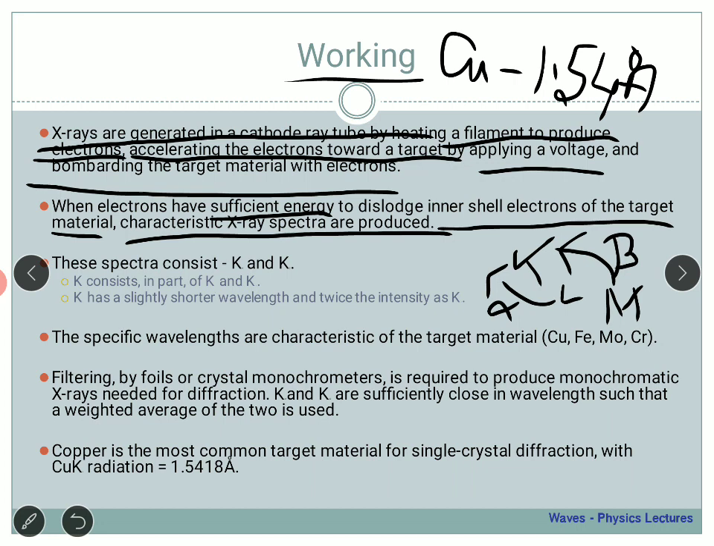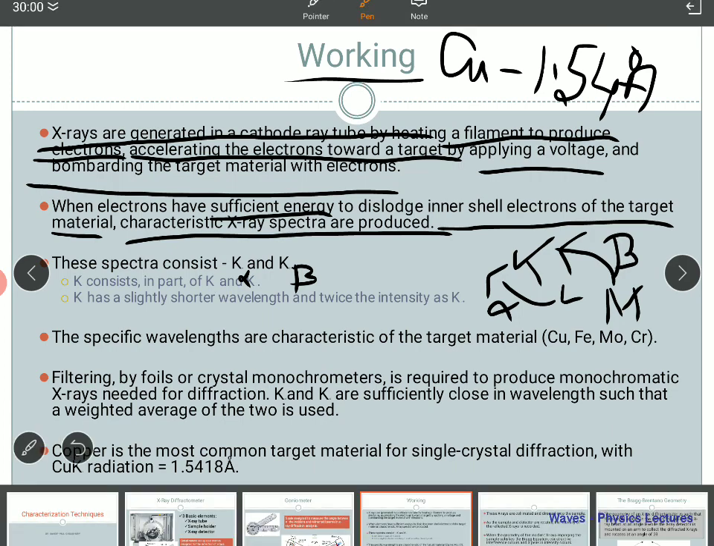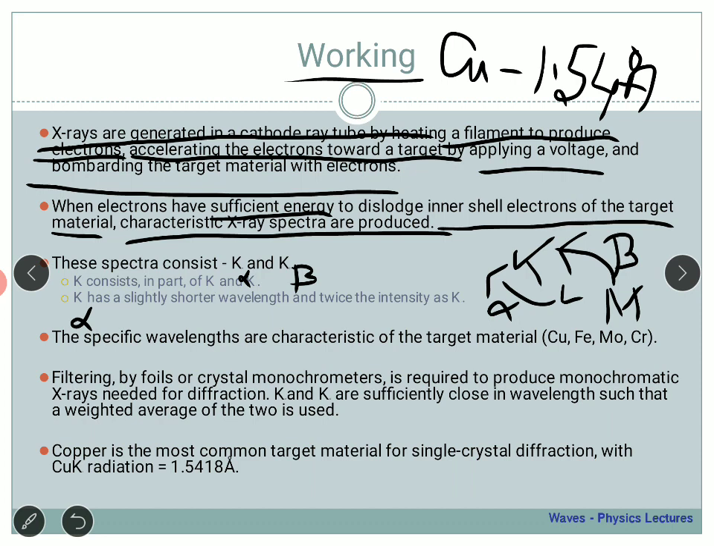Now these spectra will consist of the K alpha and K beta lines. K alpha will have a slightly longer wavelength and twice the intensity of K beta. So we have to remember this. The intensity of the K alpha line is much higher, and as a result we are using the K alpha line, and we are not really interested in using the K beta line. What happens as a matter of fact is these K beta lines will actually interfere with the signal, and probably it will sometimes mix with the noise as well.